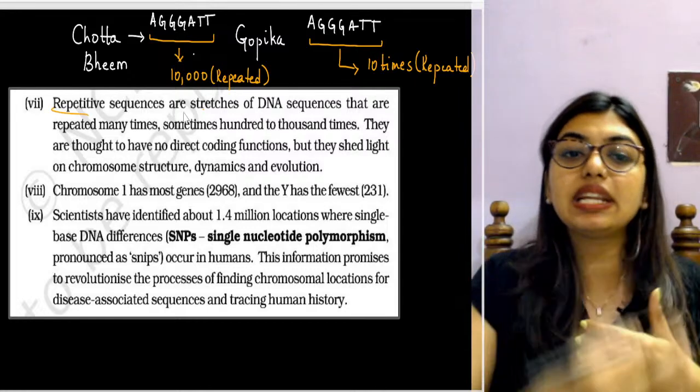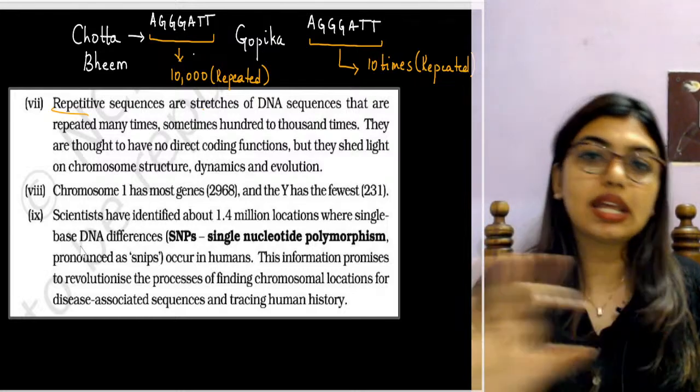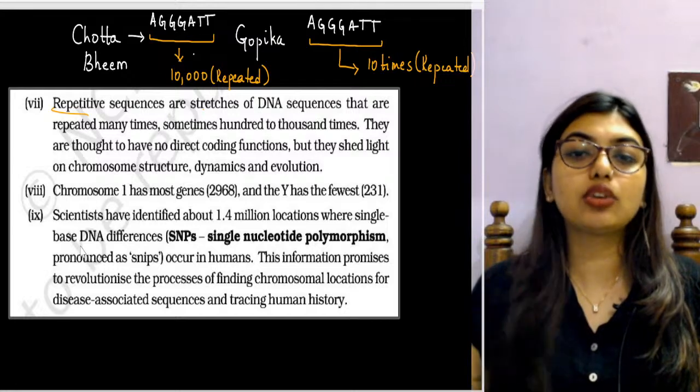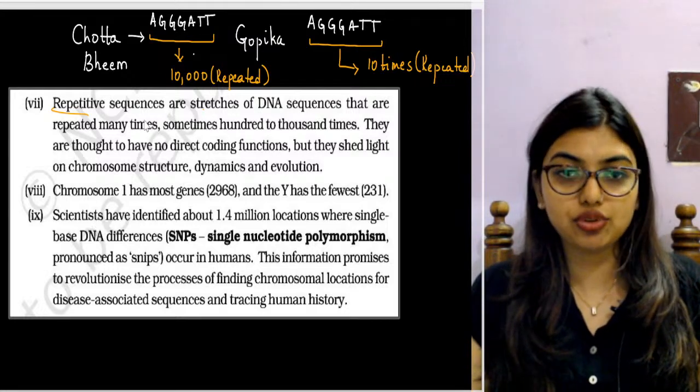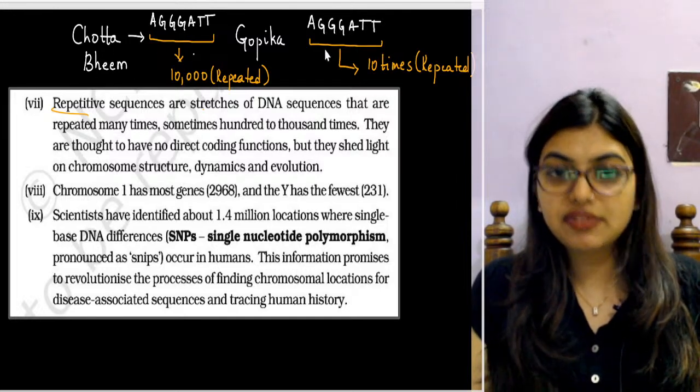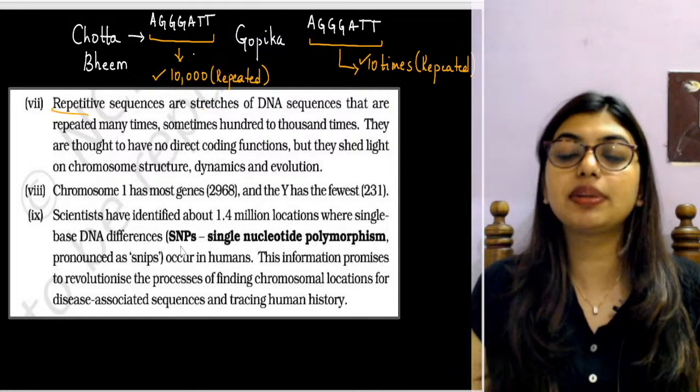They are trying to say that repetitive sequences are stretches of DNA sequence repeated many times, sometimes 100 to 1000, and they are thought to have no direct coding functions, but they shed light on the structure, dynamics, and evolution. So what Chota Bheem has, even I have, but for Chota Bheem it's repeated 10,000 times. For me, it is repeated 10 times.